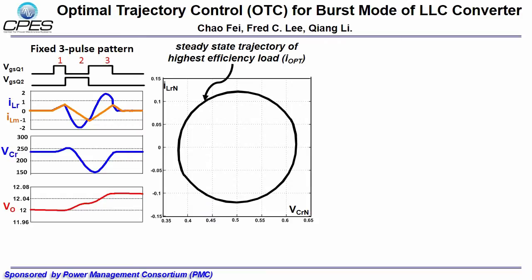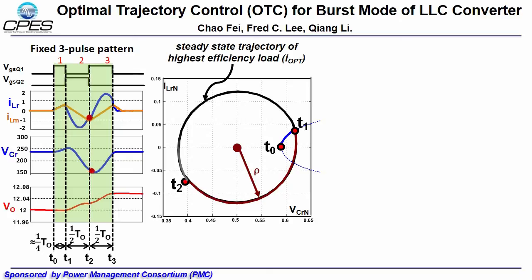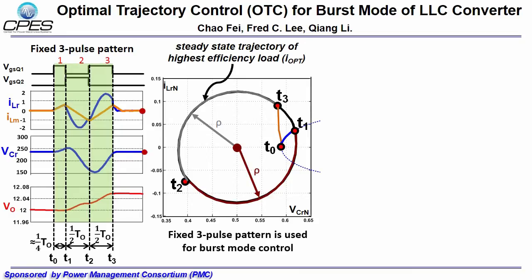Optimal trajectory control for burst mode is proposed by CPES to solve this problem. It uses a fixed 3-pulse pattern. The first pulse is used to settle the resonant tank to the highest efficiency load trajectory. The second pulse would follow the desired trajectory. The third pulse also follows. After that, in burst off time, it comes to the burst mode initial point. So SOTC for burst mode uses a fixed 3-pulse pattern.